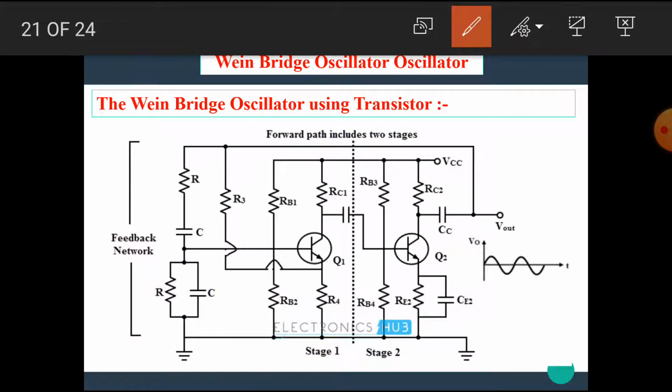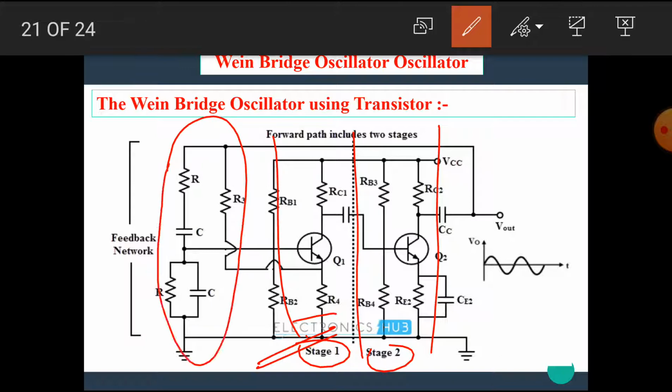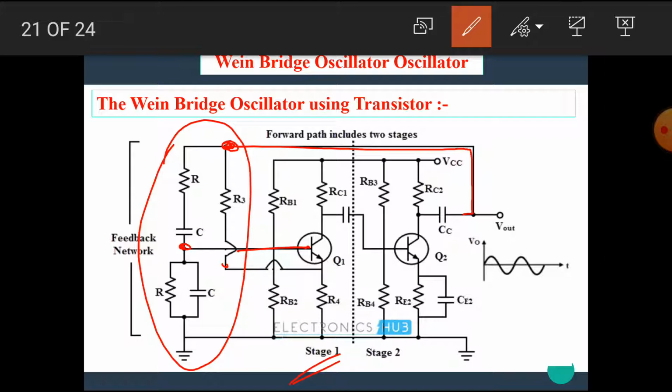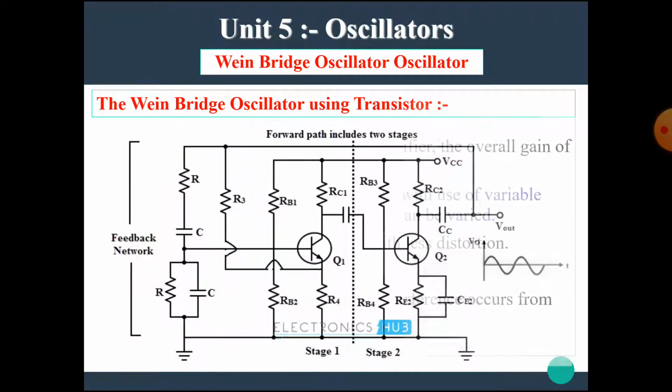I hope you all remember the concept of the transistor as an amplifier. Here these two stages are identical with each other. This is stage 1 and this is stage 2 and this is the Wien bridge. Okay, here the output of the second amplifier is given to the input of the Wien bridge, and the output of the Wien bridge is connected as the input of the first stage amplifier. I hope you all understand this diagram.